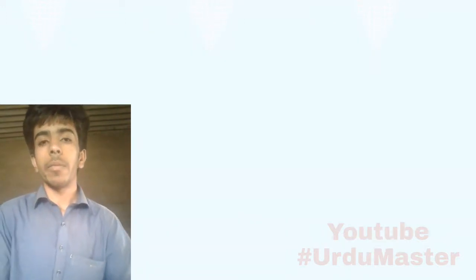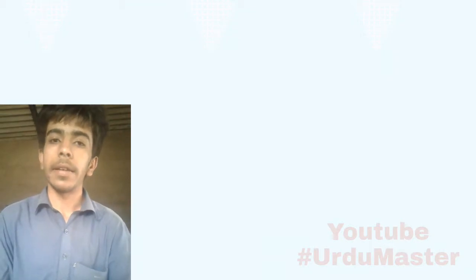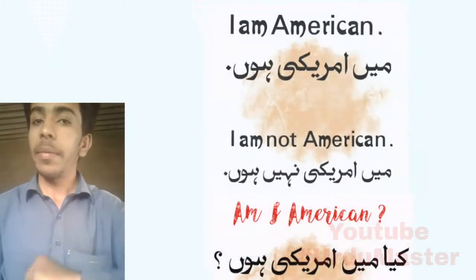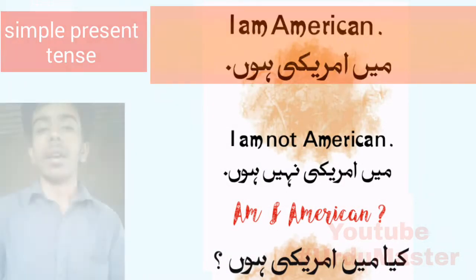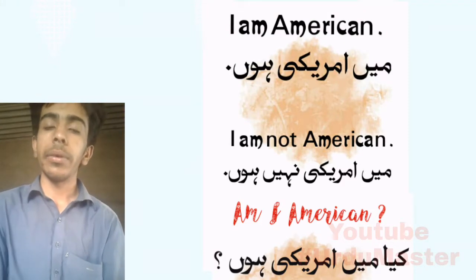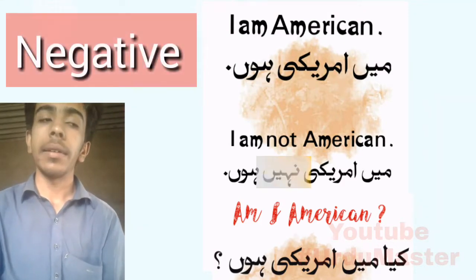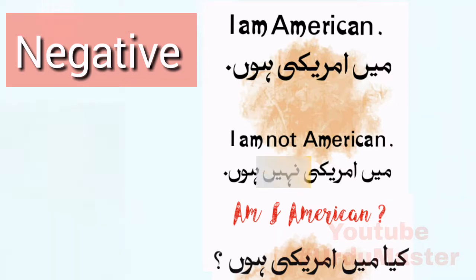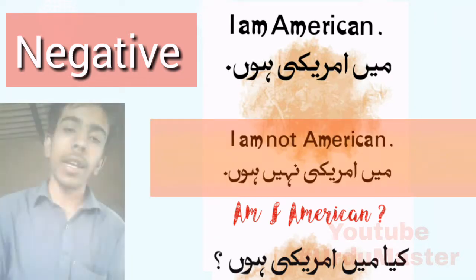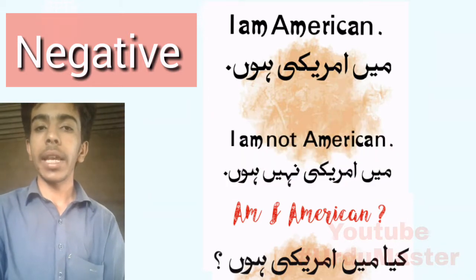Now transforming from positive to negative and then interrogative. Let's start. मैं अमरीकी हूँ is a simple present tense. If we want to change it into negative, we just add नहीं before verb. Let's try. मैं अमरीकी नहीं हूँ.